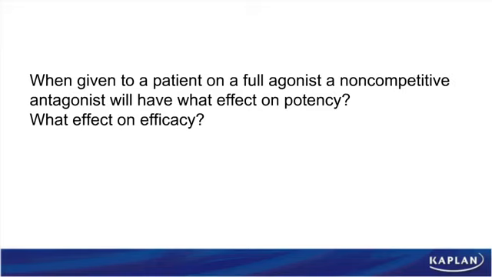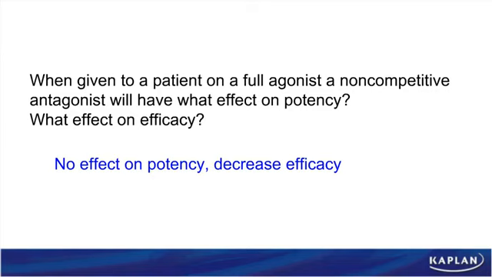If you give enough full agonist drug, you can overcome the actions of your competitive antagonist, and you still reach 100% efficacy. Given to a patient on a full agonist, a non-competitive antagonist will have what effect on potency, what effect on efficacy? Non-competitive antagonists do not have any effect on potency. Rather, they will shift the dose-response curve downward, indicating a decrease in efficacy. This is related to the fact that non-competitive drugs either bind irreversibly to the receptor or they bind at an allosteric site. In either situation, adding more of the full agonist will not overcome the actions of a non-competitive antagonist. Your maximal effect will decrease.